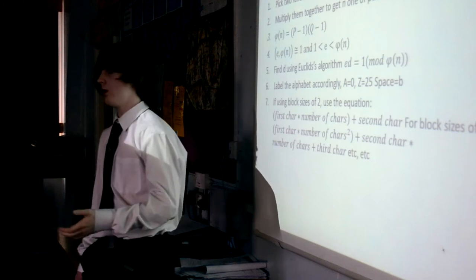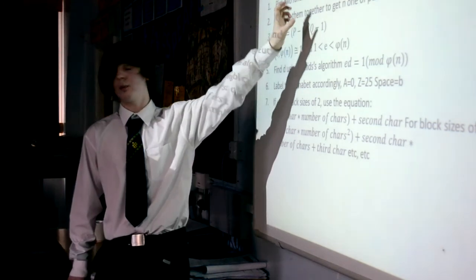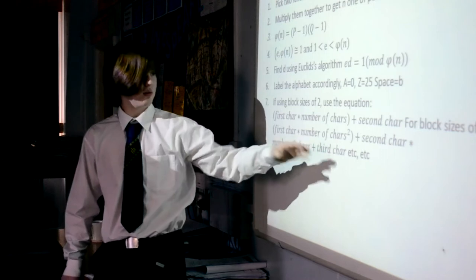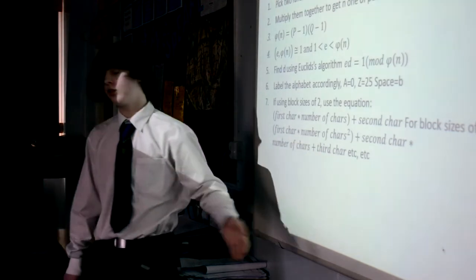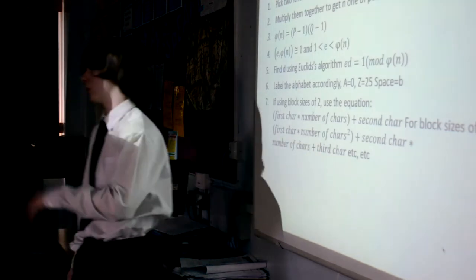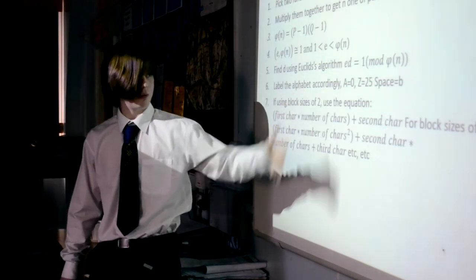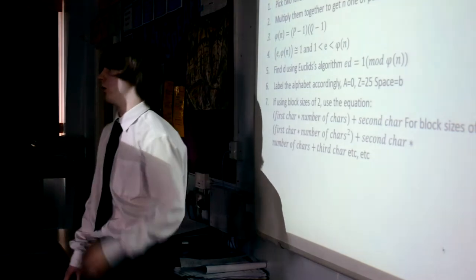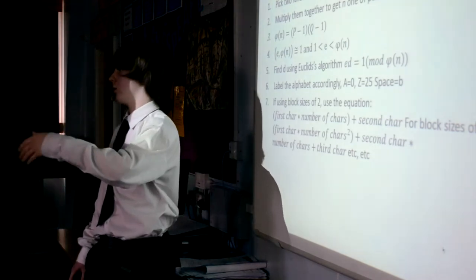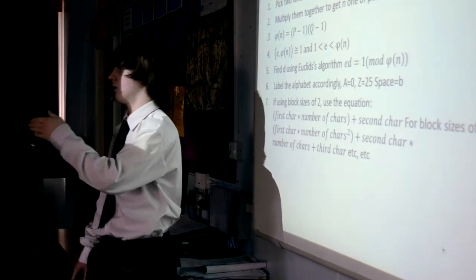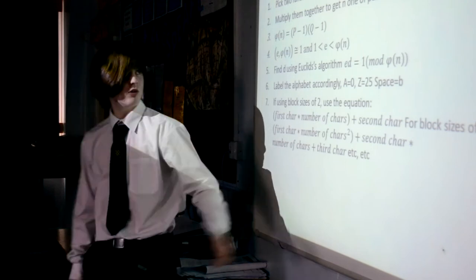If you want to increase the block size, you need to use large prime numbers and a second equation. So you get the first character times the number of characters squared, plus the second character times the number of characters, plus the third character, in their numerical forms, which you've obtained from up here. So, etc., etc. First character times the number of characters to the power of 3, plus the second character times the number of characters squared, etc.